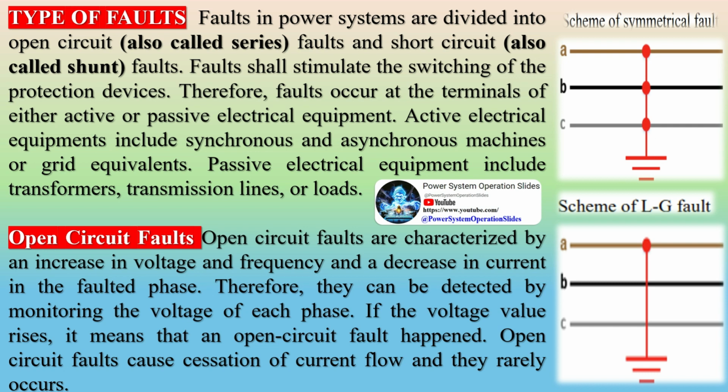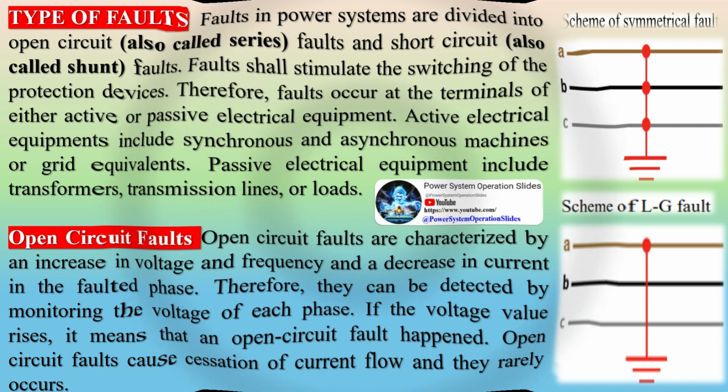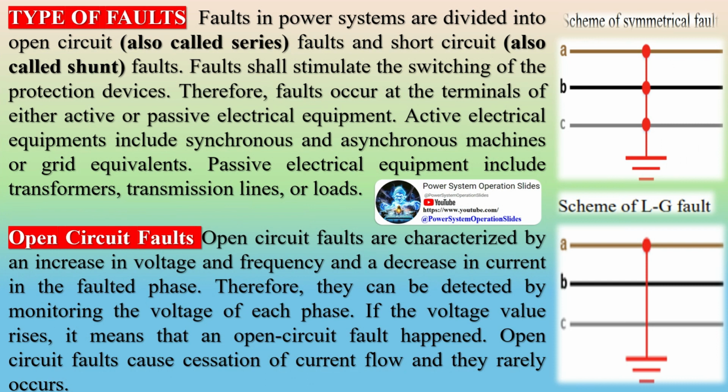Open circuit faults are characterized by an increase in voltage and frequency and a decrease in current in the faulted phase. Therefore, they can be detected by monitoring the voltage of each phase. If the voltage value rises, it means that an open circuit fault happened. Open circuit faults cause cessation of current flow, and they rarely occur.